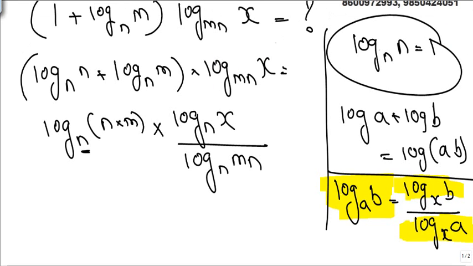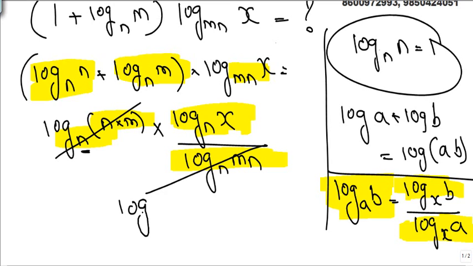First of all, what we were given was 1. I replace it with log to the base n of n. Why did we use n? Because here we have n. Now because its base is n, we change this value to base n. Now this value gets cancelled. So the answer is log to the base n of x.